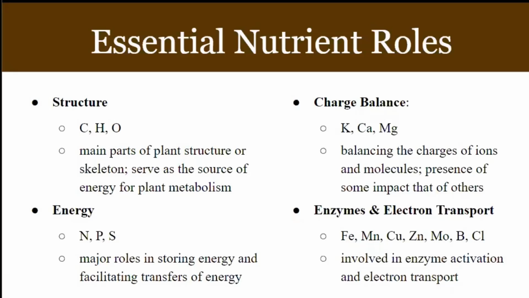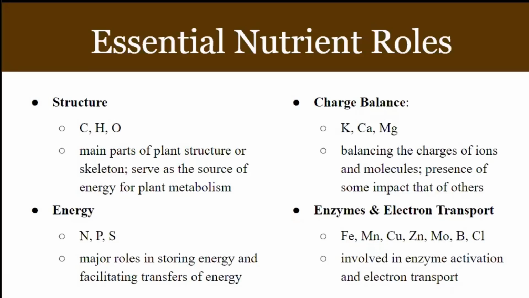So again, thinking about that concept of photosynthesis and respiration, all of those processes involve iron, manganese, copper, zinc, molybdenum, boron, and chlorine, and they're involved more specifically in enzyme activation, or like I said, electron transport.